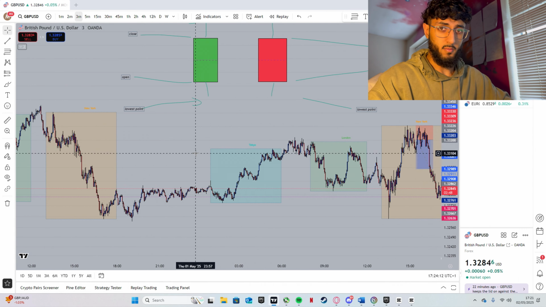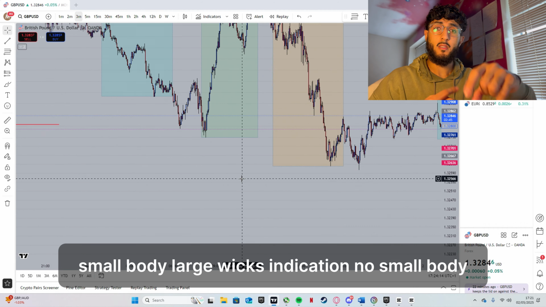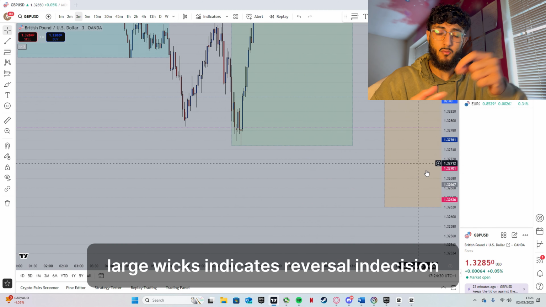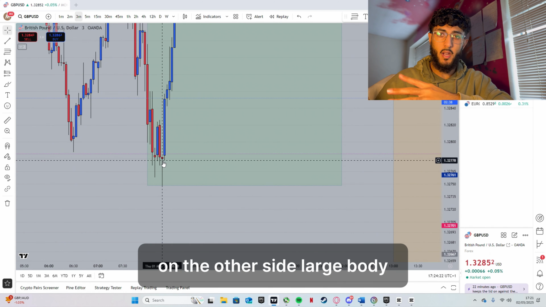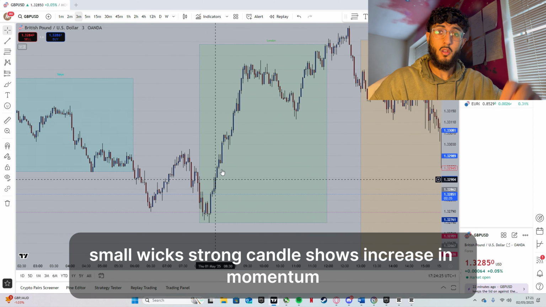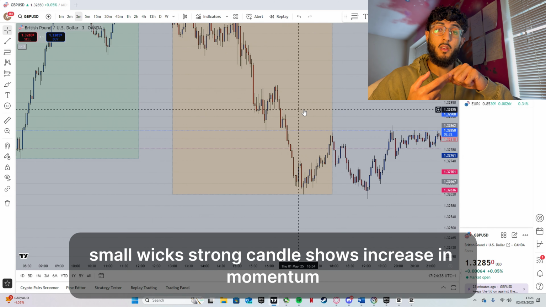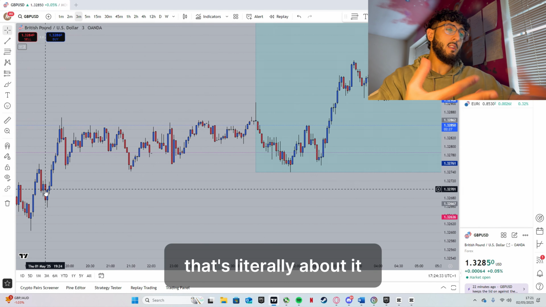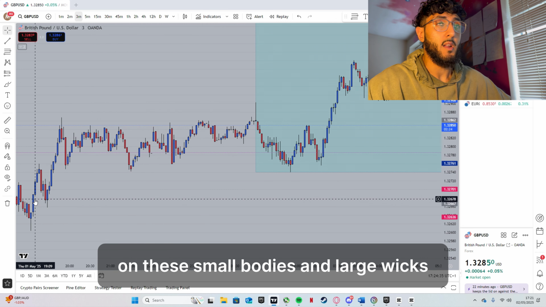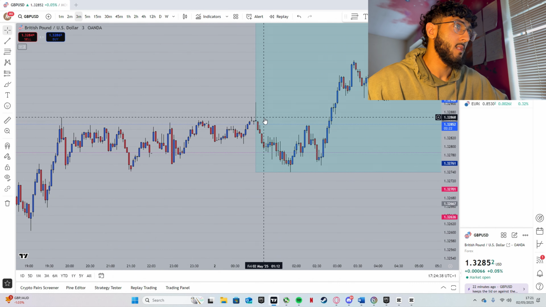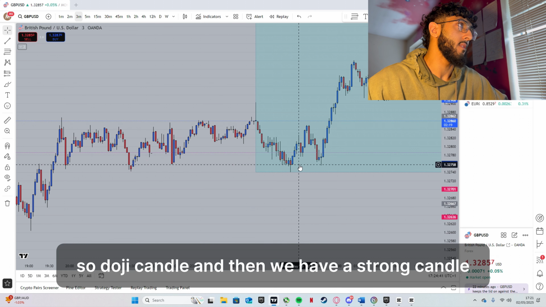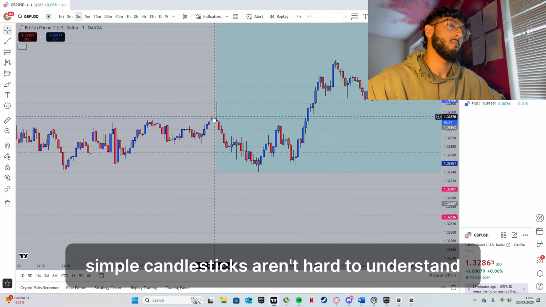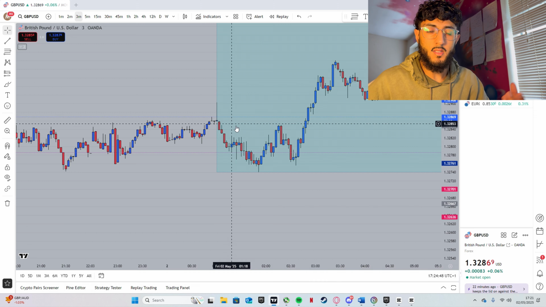So, simple. Small body, large wicks indicates reversal, indecision. On the other side, large body, small wicks, strong candle shows increase in momentum, shows continuation in price. That's literally about it. And these candles with small bodies and large wicks we call doji candles. So a doji candle, and then we have a strong candle, which will be boom, boom. Simple. Candlesticks aren't hard to understand.